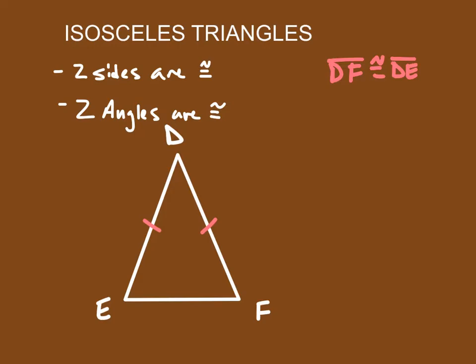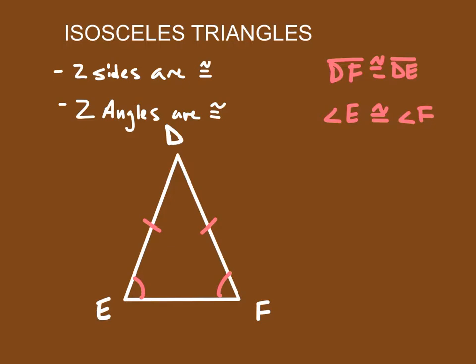The other thing I know is that we have two congruent angles. Those angles are always down here, and we'll call those the base angles. So what I can then say is that angle E is congruent to angle F. This is always going to be the case with an isosceles triangle. If you have two congruent sides, then you're going to have two congruent angles, and vice versa. If you know that you have two congruent angles in a triangle, you know that their opposite sides are going to be congruent as well.